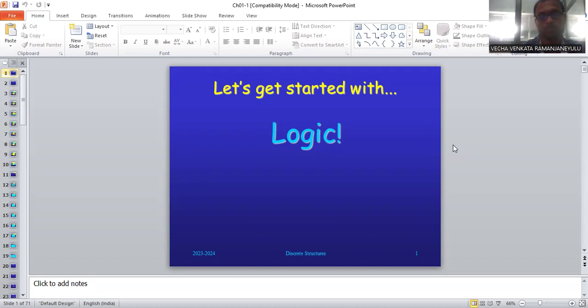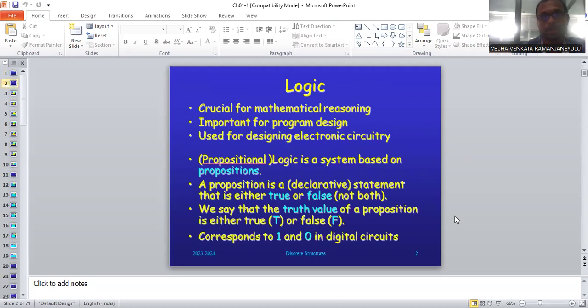Now, new topic: let's get started with logic. Here, logic is crucial for mathematical reasoning, important for program designing, and used for designing electronic circuitry. Propositional logic is a system based on propositions.